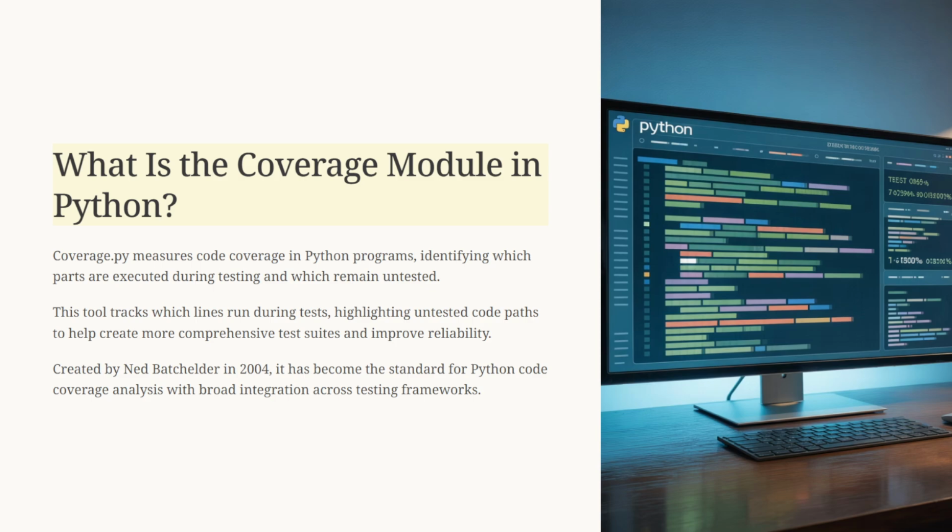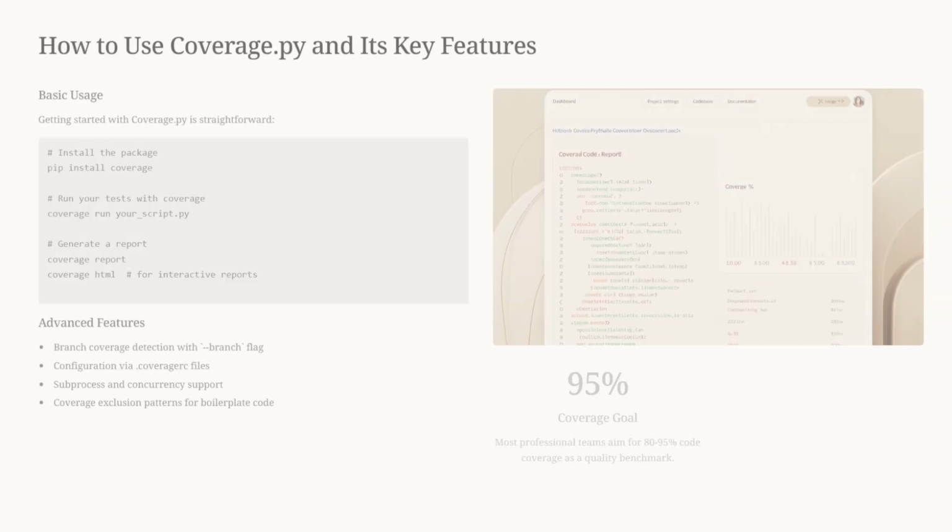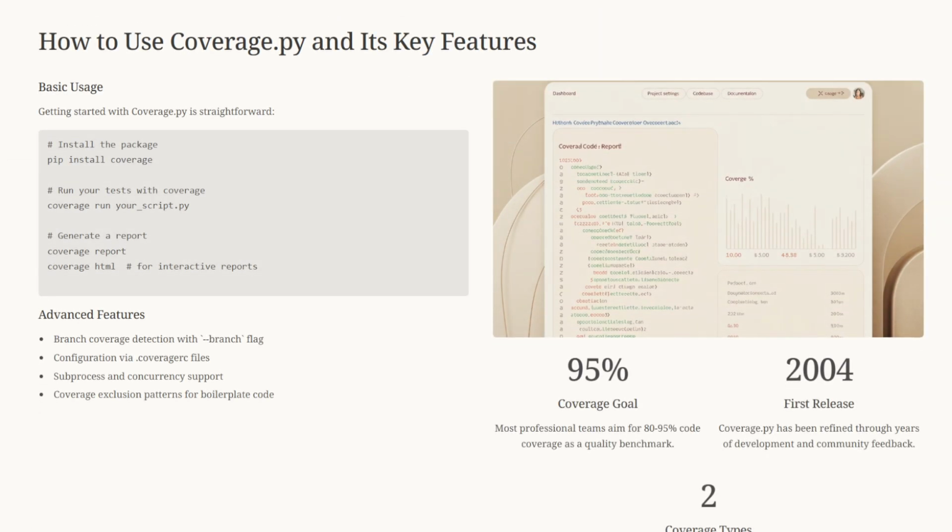So we'll look at next how to use coverage.py and its key features. The advanced features of this are branch coverage detection with the --branch flag, configuration via .coveragerc files, and we also have subprocess and concurrency support. There are also coverage exclusion patterns for boilerplate code.